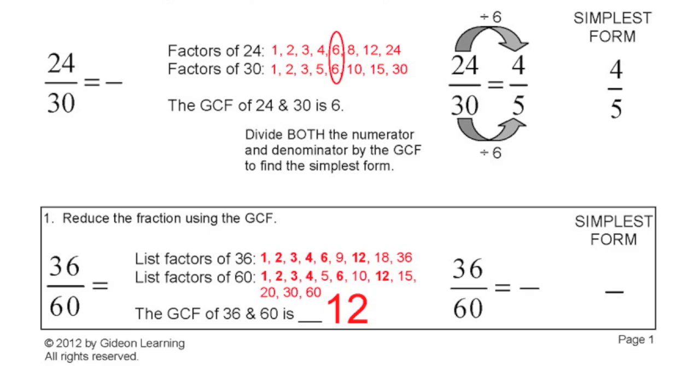So 36 divided by 12 is equal to 3. And 60 divided by 12 is equal to 5. So it looks like 3/5. That is my simplest form. So my final answer is 3/5.